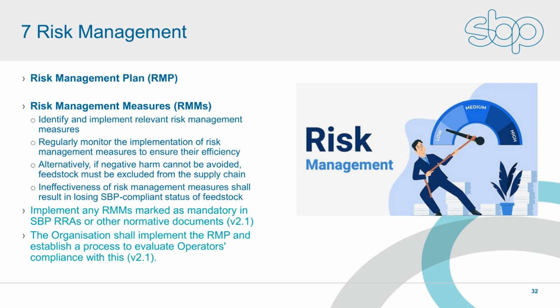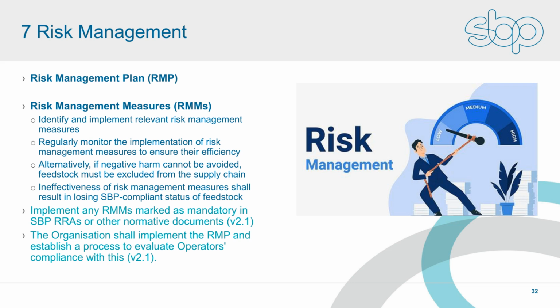The fundamentals are these: identify and implement relevant risk management measures, regularly monitor their implementation to confirm they are actually effective, and if the harm cannot be avoided even with mitigation, exclude the feedstock from the supply chain altogether. Where RMMs are found to be ineffective in reducing risk, the feedstock loses its SBP compliant status until further measures are implemented and shown to work.